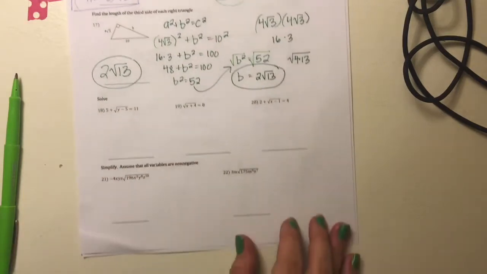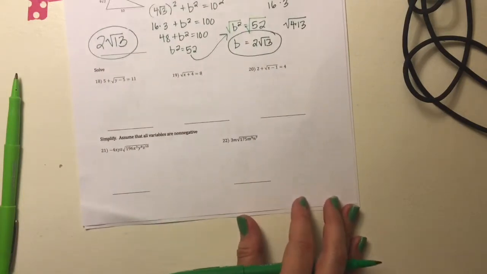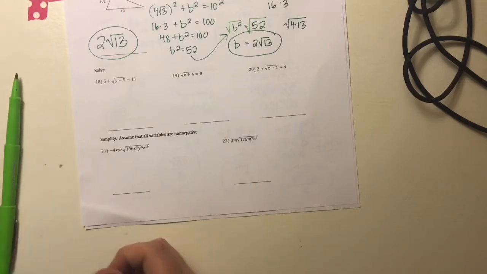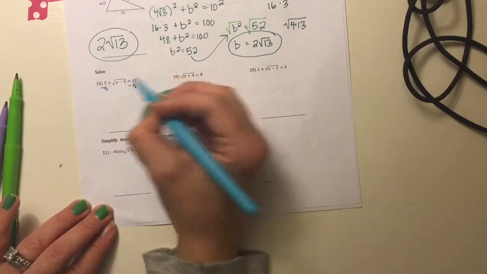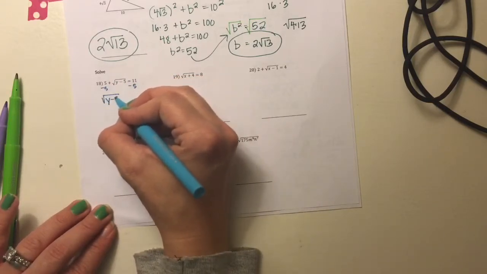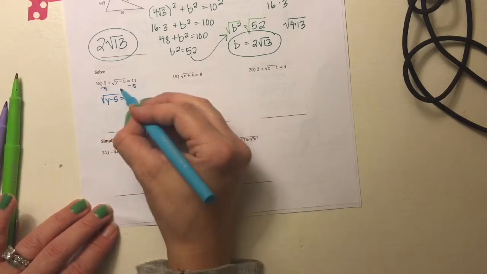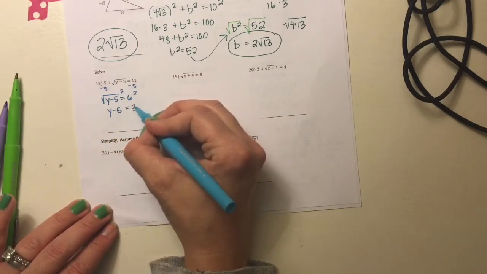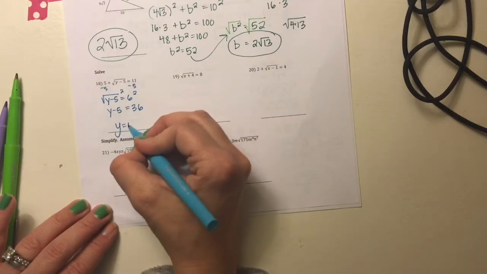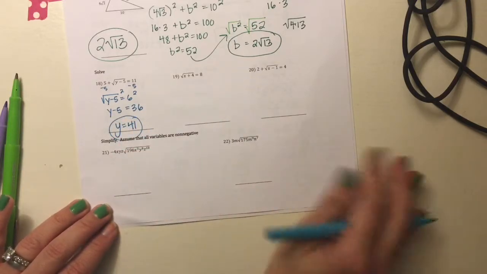Okay, and then the second to last section, for solving, these should be pretty simple. You want to get the radical by itself. So subtract 5. The square root of y minus 5 is 6. Then I square both sides. So I have y minus 5 is 36. So y would be 41.